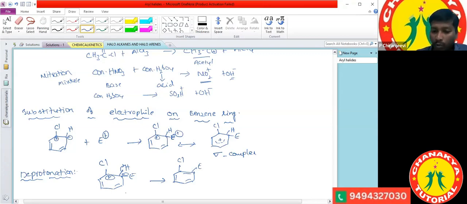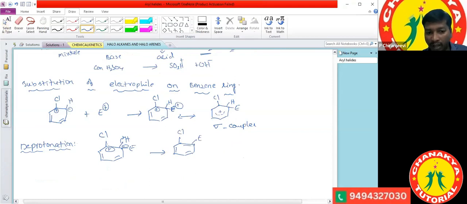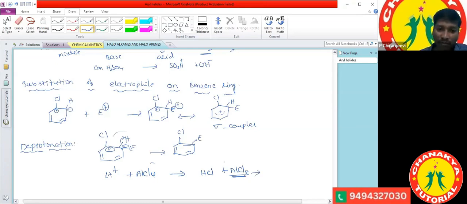Sir, then what about this H plus? This H plus ion reacts with the AlCl4 minus. It reacts with AlCl4 minus and forms the byproducts HCl plus AlCl3 again. Whatever AlCl3 is formed, it is again involved in the further step of the reaction.